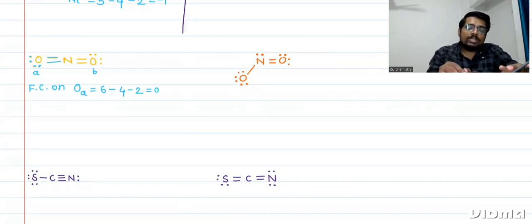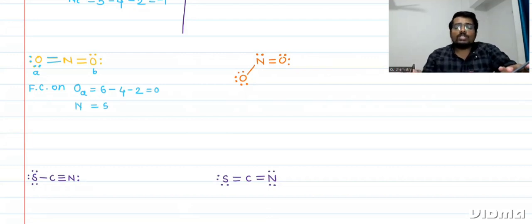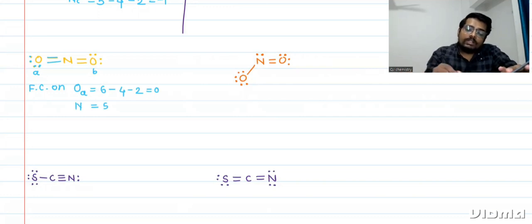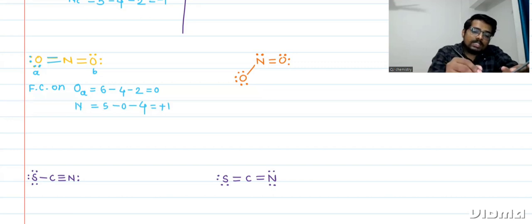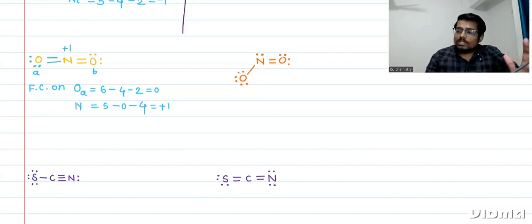Similarly, the formal charge on oxygen B is also equal to 0. Now find the formal charge on nitrogen. The formal charge on nitrogen is equal to the number of valence electrons in nitrogen. We know that nitrogen has 5 electrons in the valence shell. And how many dots are there? Zero dots, right? There is no lone electron on nitrogen in the given molecule. Minus how many bonds are associated with nitrogen? Total 4. So what will be the formal charge on nitrogen? The formal charge on nitrogen is plus 1, right? So the formal charge on oxygen is 0 and the formal charge on the central nitrogen atom is plus 1. So this is the structure of the NO2 plus ion.